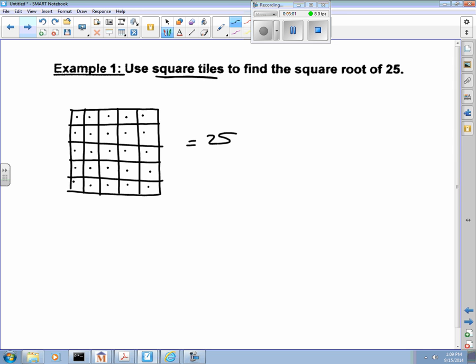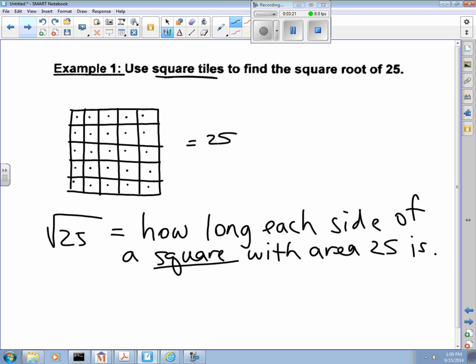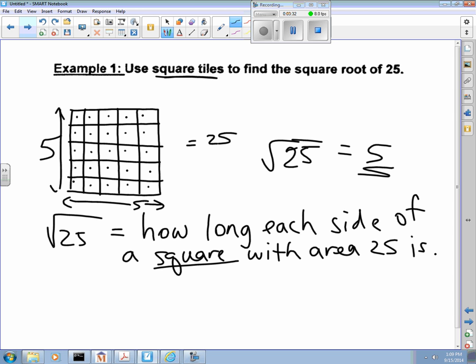Altogether, that's 25. The square root of 25 is equal to how long each side of a square with area 25 is. So obviously the square root of 25 is equal to 5, because this thing is 5 units this way by 5 units that way. Pretty simple. Give you a sec to maybe sketch that diagram down and catch up to me.